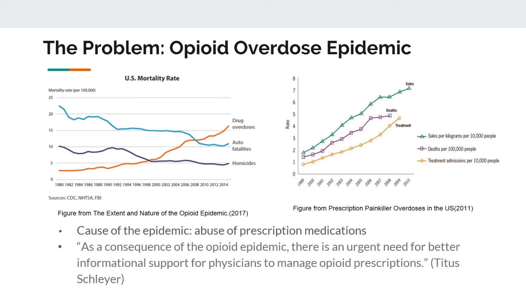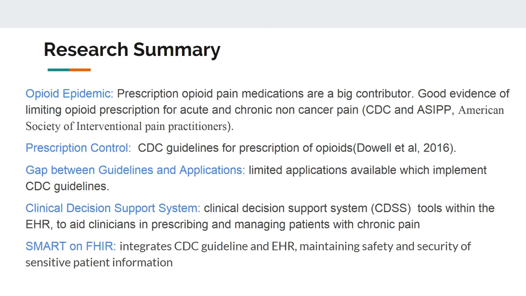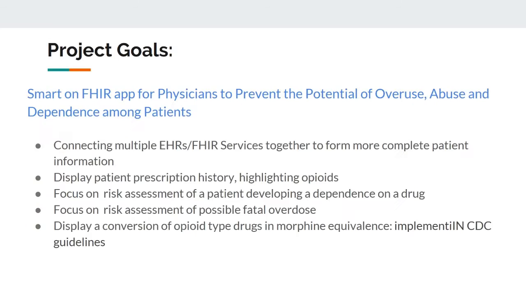Mortality rate due to opioid overdose has been increasing over the last 10 years. Clinicians are faced with the challenge of preventing possible opioid overdose by prescription monitoring. In 2016, CDC published guidelines for opioid prescription. Applications implementing these guidelines are limited. A SMART on FHIR app within EHR is desirable. Our project ends up developing such a FHIR app, displaying patient prescription history, focusing on risk assessment of possible opioid overdose.